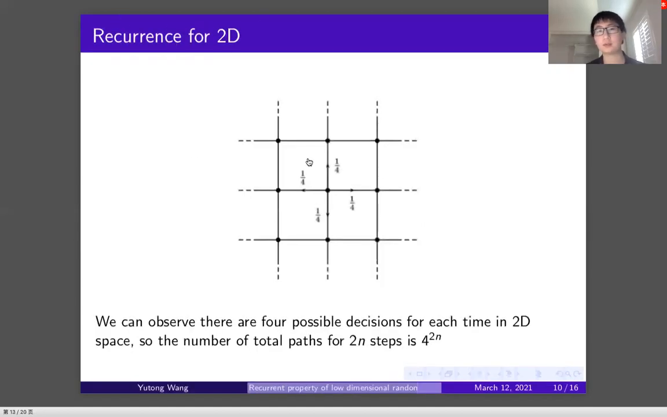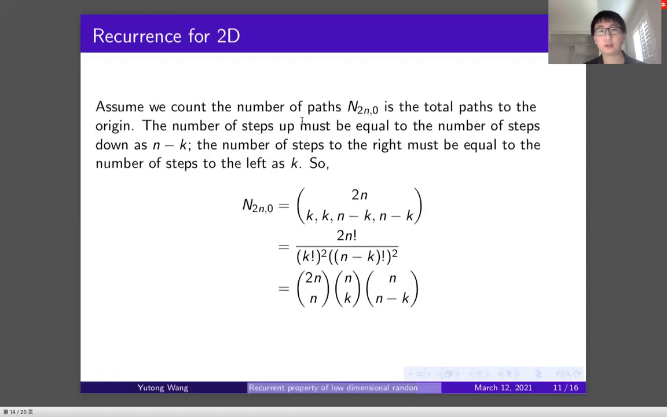How about two dimensions? As we see, for two dimensions, we have 4 directions for each step. So the probability will not be 1/2, but become 1/4. Similar to the previous case, we know the number of total paths for 2n steps becomes 4 to the power of 2n. We also denote the capitalized N as the number of paths. So here is a formula we can write.